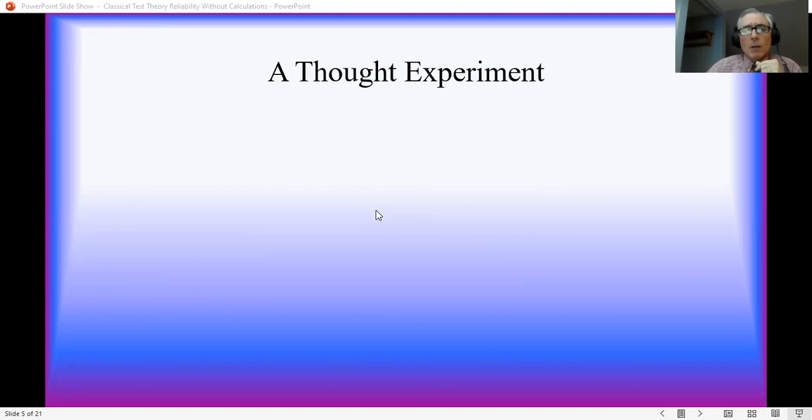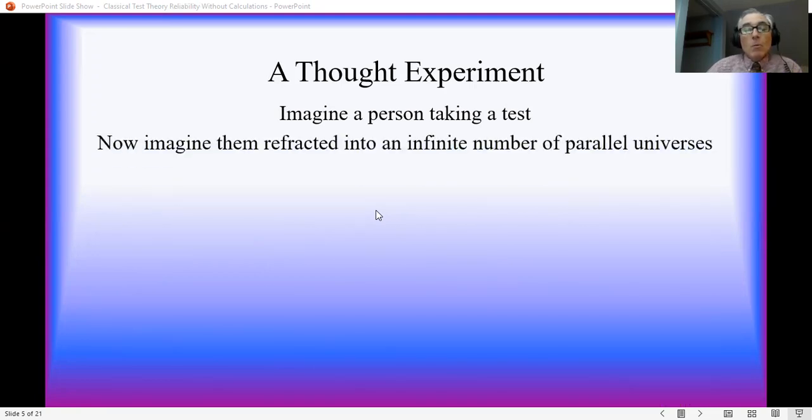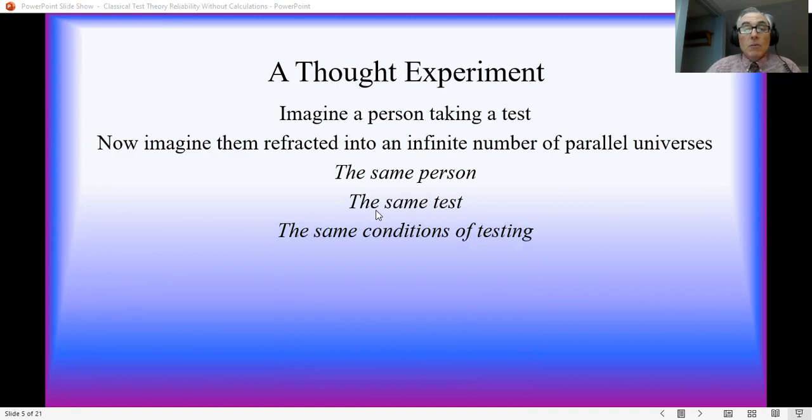But now, if you really want to wrap your head around reliability and not just use synonyms and sort of fake equations, just conduct this little thought experiment. Imagine a person taking a test. There they are, taking their test. Now, imagine that we grant you mystical, magical powers extraordinaire, and you can refract that person into thousands, tens of thousands of parallel universes all across the Morkockian multiverse. There is the same person taking the same test under the same conditions. Well, if you did that, how similar will the results be?